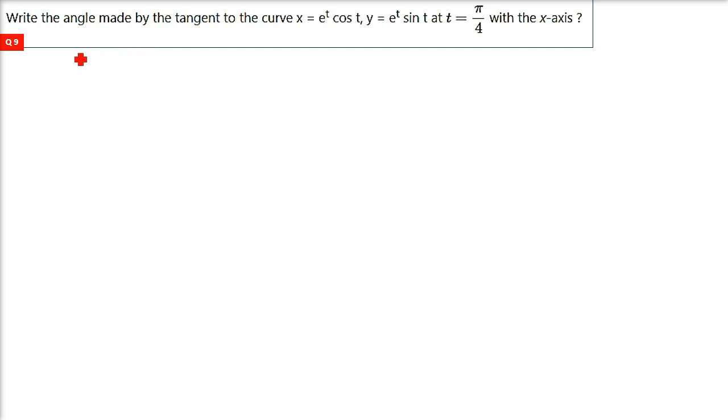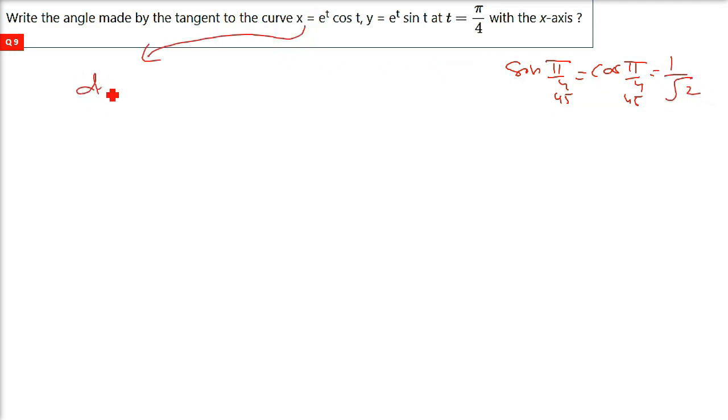Write the angle made by the tangent to the curve x equals e raised t cos t, y equals e raised t sin t at t equals pi by 4 with the x-axis. Now again, parametric form, dx by dt, dy by dt, you have to find out dy by dx, so just divide them. But please remember sin pi by 4, cos pi by 4, that is sin 45 degrees and cos 45 degrees, they both amount to 1 by root 2. That is what we are going to use just now.